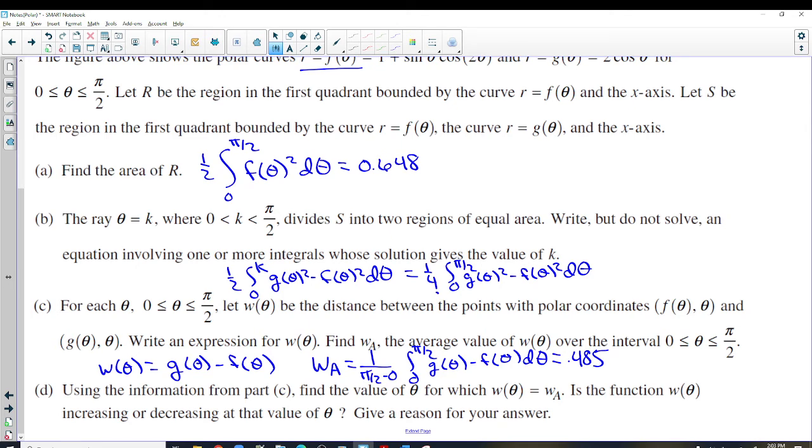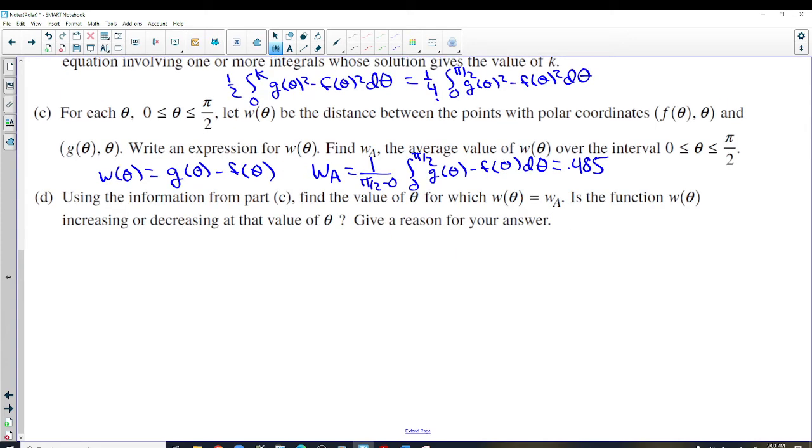Now, believe it or not, D pretty much tells you exactly what to do, except it's kind of a rough one. Using the information from part C, find the value of theta for which w of theta equals w sub A. Well, we have w sub A. So in other words, when does w of theta equal 0.485? When does g of theta minus f of theta equal 0.485? And we would probably use the calculator. Yeah, 0.485, they have 0.446 written down.